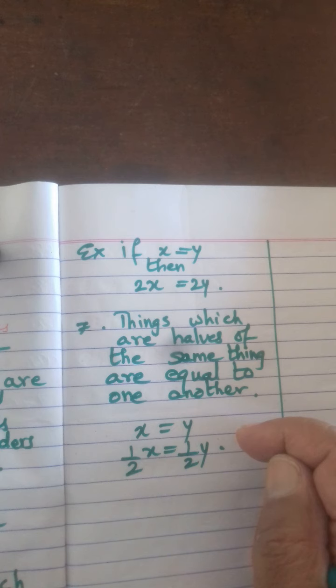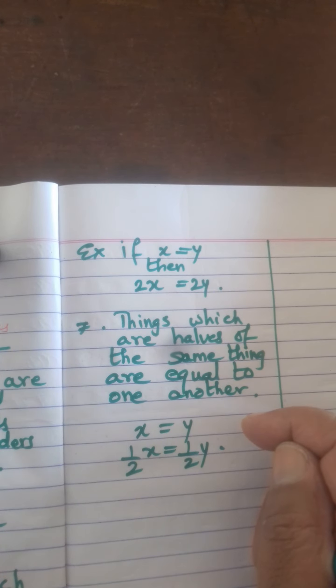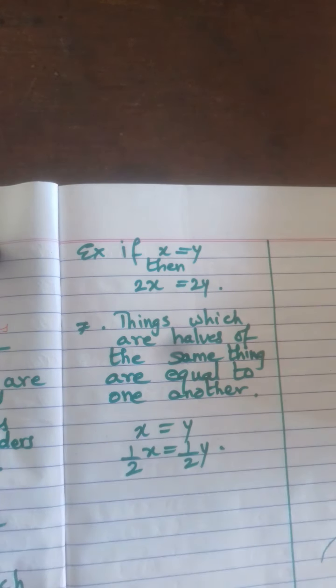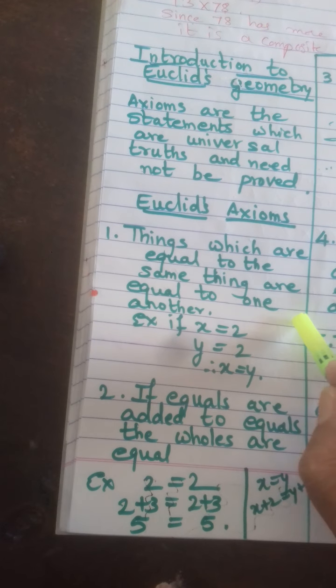Then postulates we will see later on in the next video. Then we will see, again I am repeating, we will see the first axiom of Euclid. Euclid's first axiom says that things which are equal to the same thing are equal to one another.